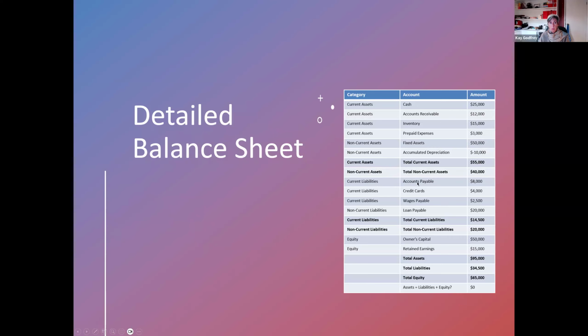Liabilities: accounts payable, what you owe your suppliers, credit cards, wages payable, and then non-current liabilities, any loans that you have. So you've got current liabilities 14,500, which is 8,425. Non-current is the 20,000. Equity might be some capital you've paid in to start the business, and retained earnings is your profits over time, so the accumulated profits. So total assets is 95,000, liabilities 34.5, equity 65,000. So that is what a balance sheet looks like.